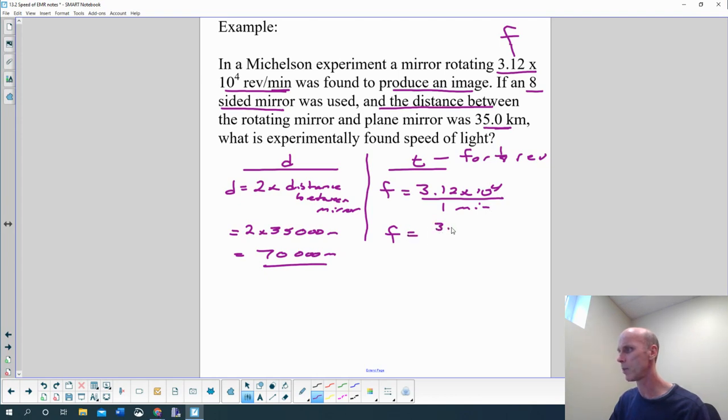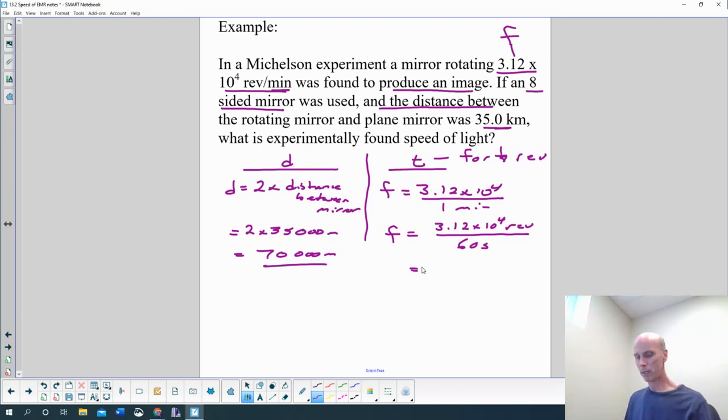And the easy way to do that, for me anyway, is this is the number of revolutions, so I'm good there. And instead of writing 1 minute, I'm going to write 60 seconds. Now I'll change my units from revolutions per minute to revolutions per second. So pulling out my calculator here, you might hear that happen. 3.12 times 10 to the fourth divided by 60. So I get 520, and that's revolutions per second, or if you want, hertz.